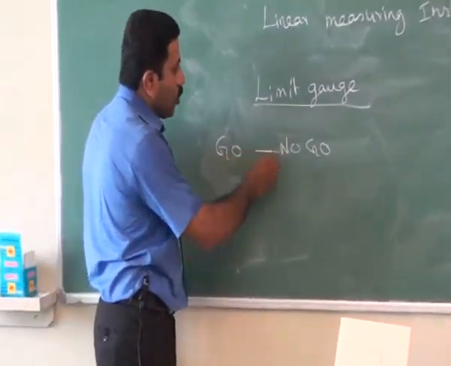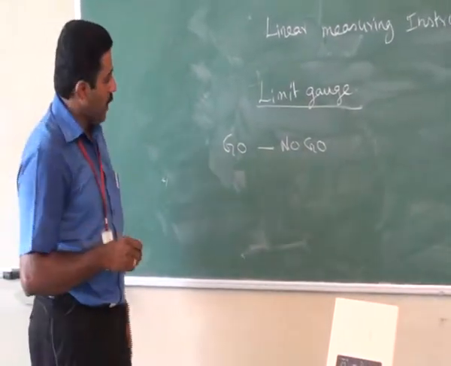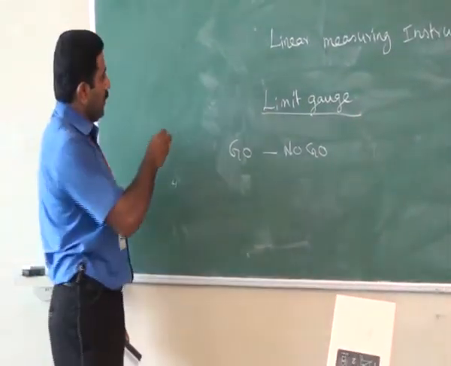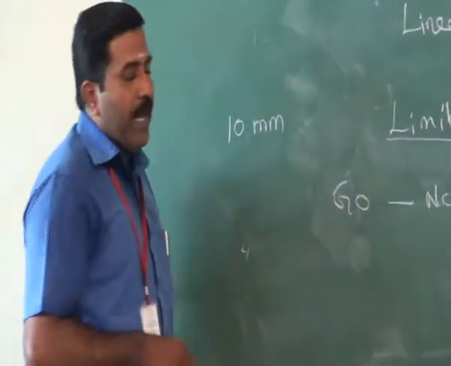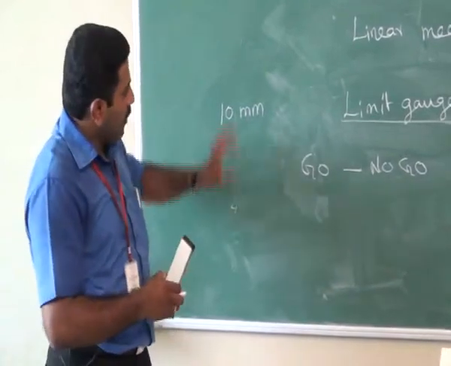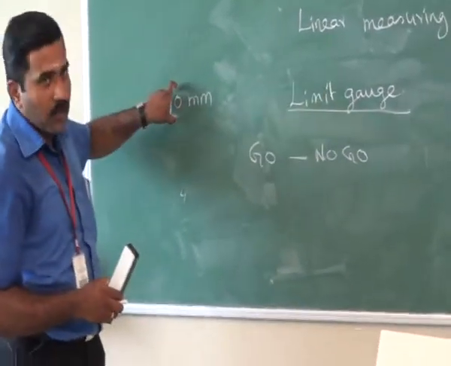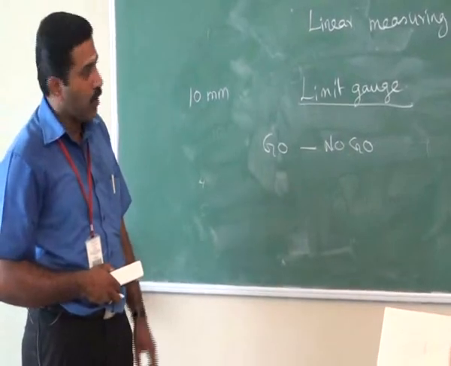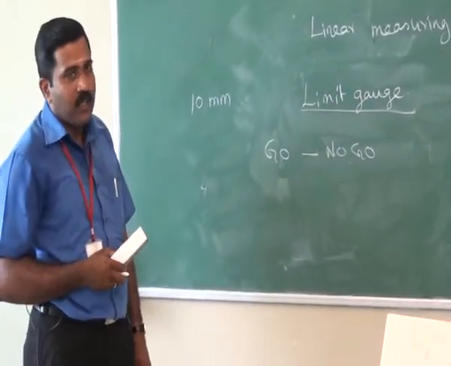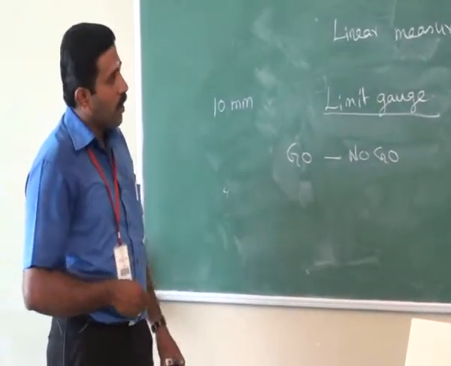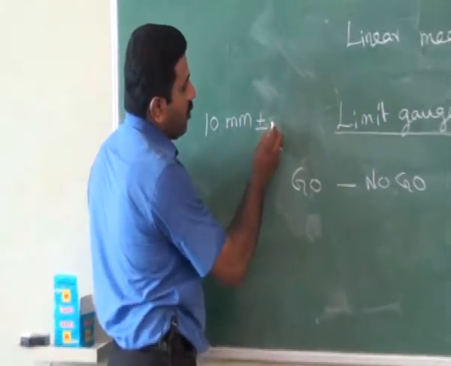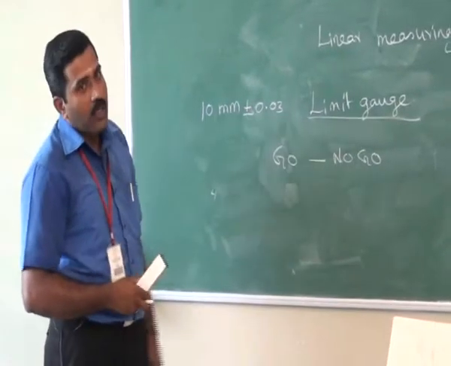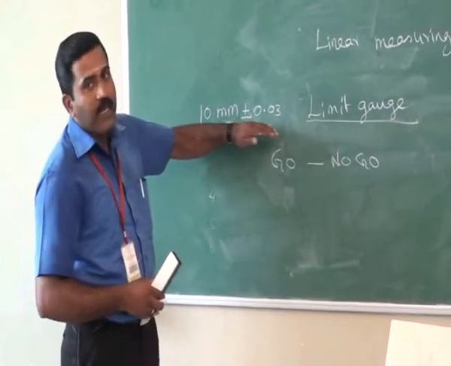How can we design the go and no go? That is the main rule. For example, we have to check a component whose diameter is 10 mm, and we have to design the limit gauge for it. Exactly a 10 mm hole cannot be produced, which is difficult, so some tolerance is required. The company gives some tolerance. Suppose the tolerance level is plus or minus 0.03 mm. Now we find the lower limit level and the upper limit level.